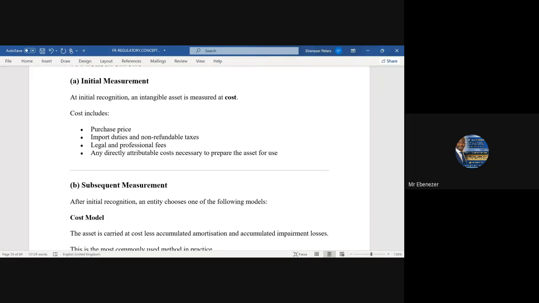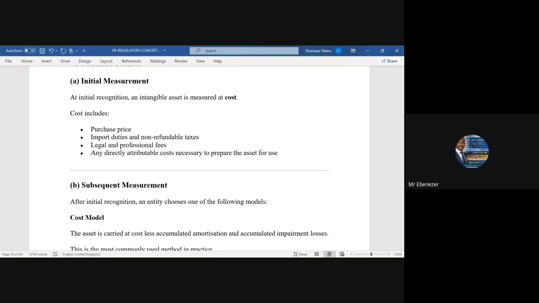It does not include the research stage cost. It does not include any cost before the development stage. That is the initial measurement. Then for the subsequent measurement, you can use two models, just like under the tangible asset: either the cost model or the fair value model. The cost model is the historical cost of the intangible asset, minus accumulated depreciation, minus any impairment, which gives us the current amount of the intangible asset at the financial year end.